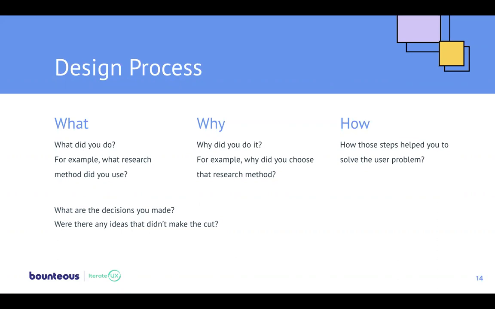And the third crucial one is how. So how those steps helped you solve the problem. It's not just outlining what did you do and why did you do it. It's about how they've helped you. What is the value here? If you're doing a card sorting, how it has helped you define the results, or differentiate between different kinds of empathy maps or users. All that is included in how. Any questions here? Because this is a very important section of your case study.